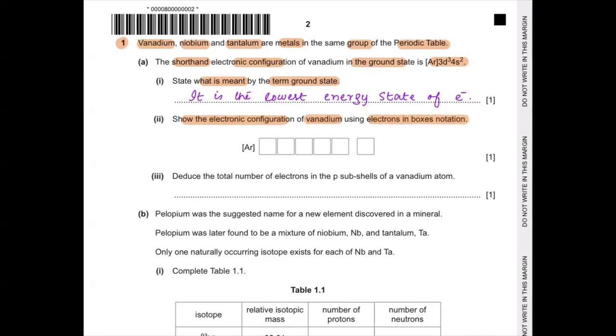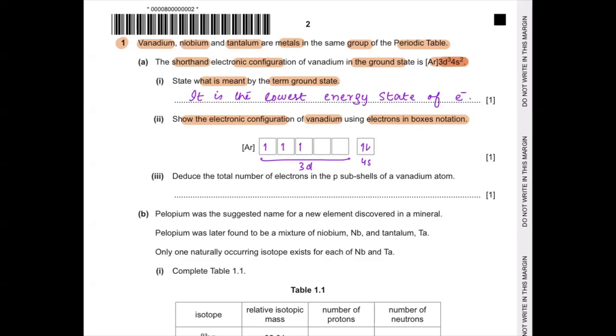Now, show the electronic configuration of vanadium using electrons-in-boxes notation. We have 2 electrons in 4s and 3 electrons in 3d. So if you label it, this is 4s and these 5 orbitals belong to 3d. In 4s, you fill a pair of electrons because there is one orbital and 2 electrons. In 3d, there are 5 orbitals and we have only 3 electrons, so we fill each electron in each orbital. We fill all the orbitals first with 1 electron each. When all the orbitals have 1 electron, then we make them pairs.